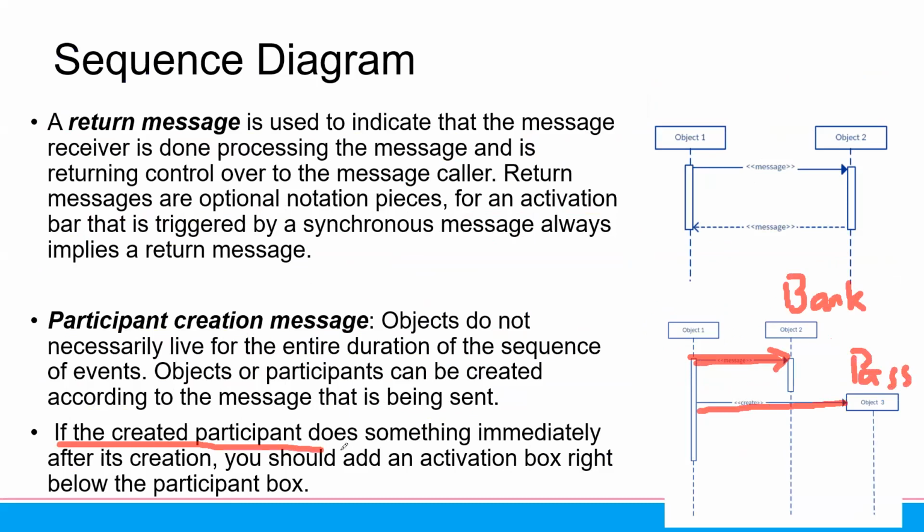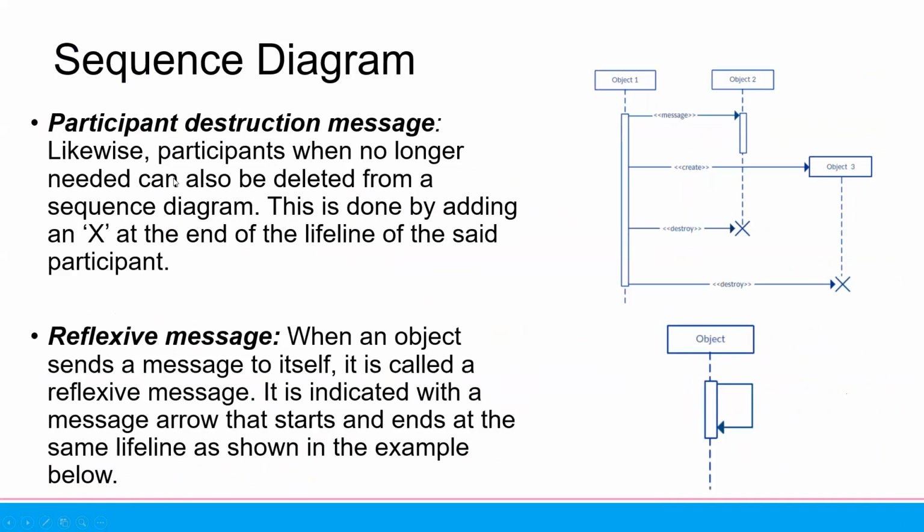So if the created participant does something immediately after its creation, you should add an activation box right below the participant box. So you need to make the participant box because this is the participant part. This is the participant box, and this should be during the process, right? The participant destruction message.